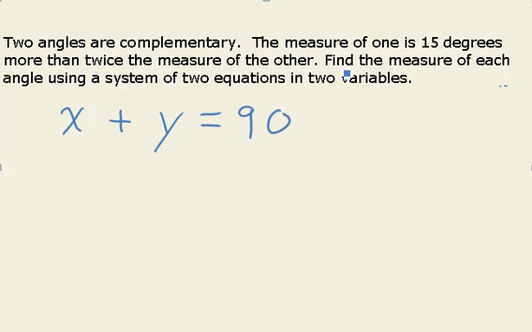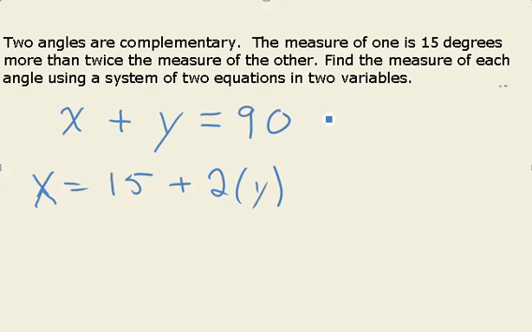We know something else about these two angles. We know the measure of one is 15 degrees more than twice the measure of the other. So let's write something about that. Let's say that x is the one whose measure is 15 more than twice the other. So x is equal to 15 more. So 15 more than what? More than twice the measure of the other. So more than twice y. So x is 15 more than 2 times y.